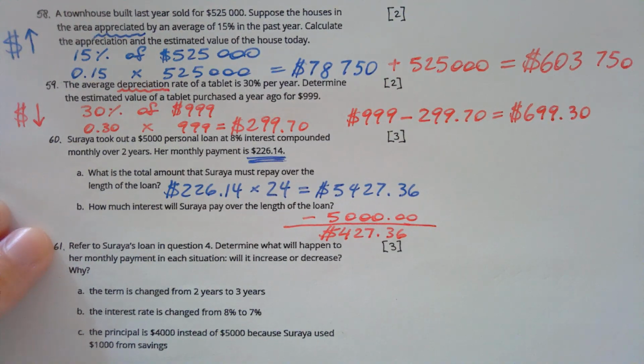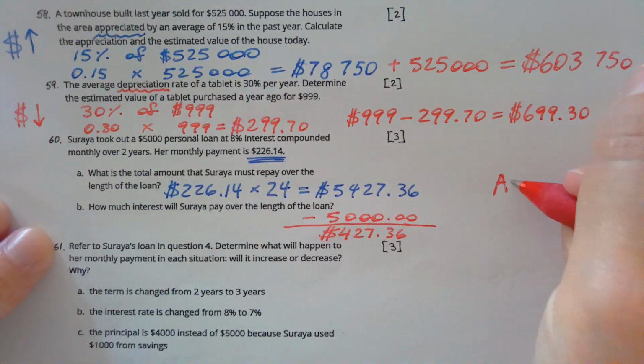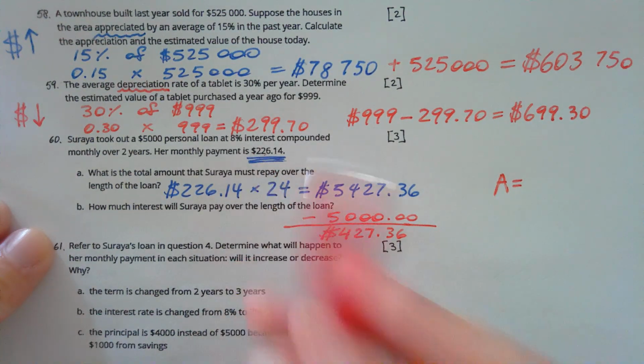On a side note, what is the formula for compound interest? Let's say I didn't tell you that it's 226 and you had to calculate it yourself.